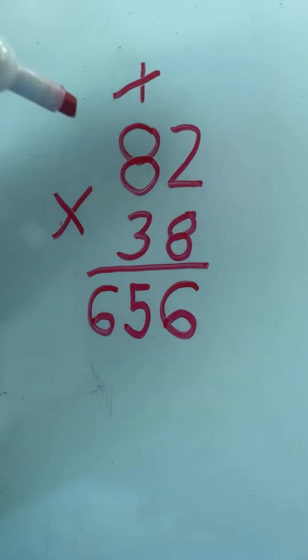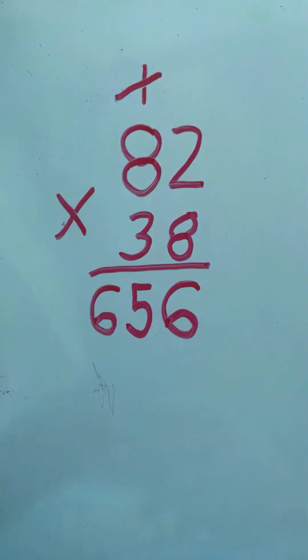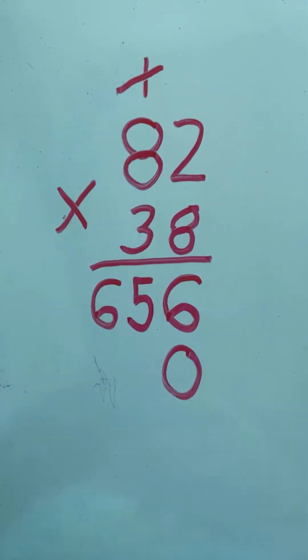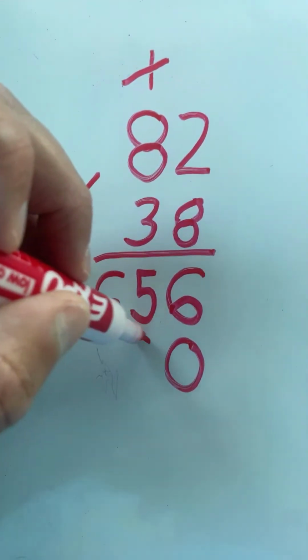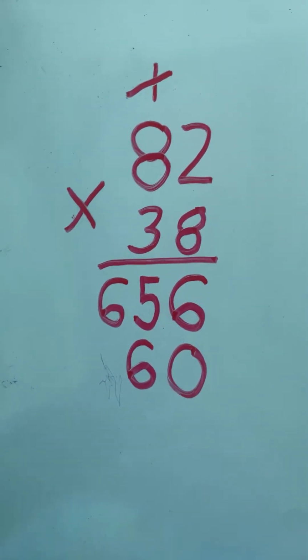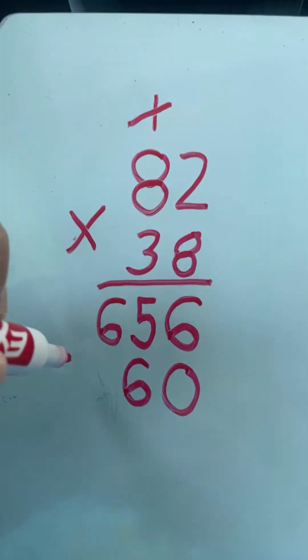Next step is we have to multiply the top 2 digits times the bottom digit in the tens place. Since both digits in the ones place have already been multiplied, we're going to put a 0 in the ones place. 2 times 3 equals 6. We do not need to regroup there because our product is less than 10. 8 times 3 equals 24.